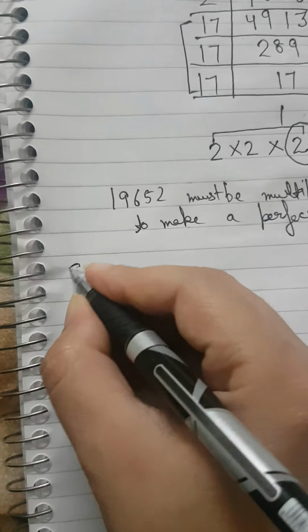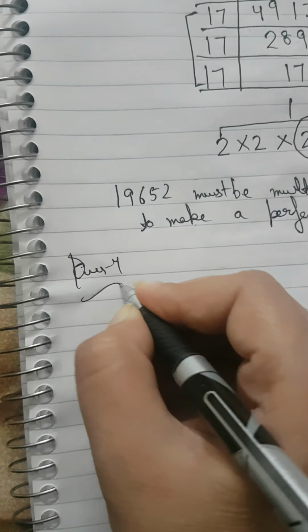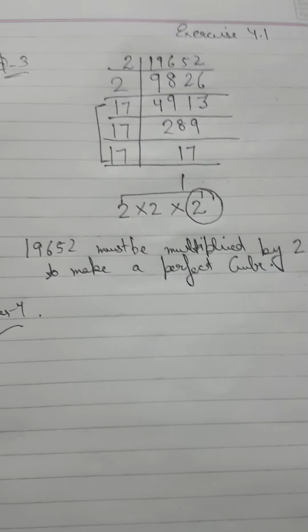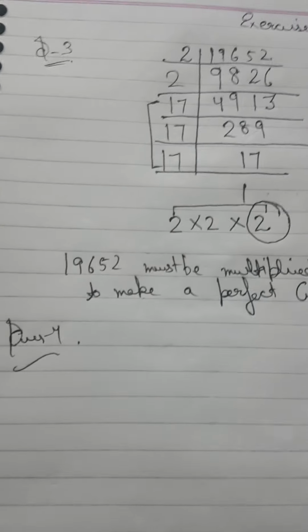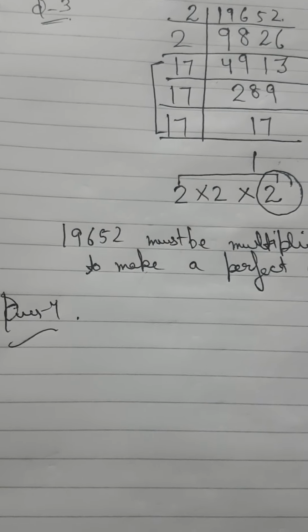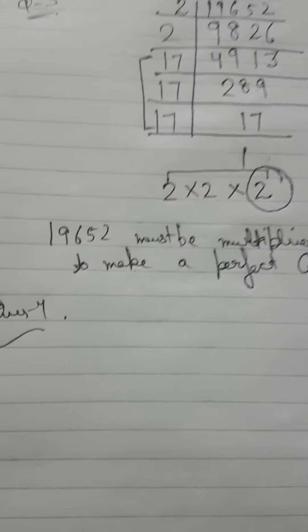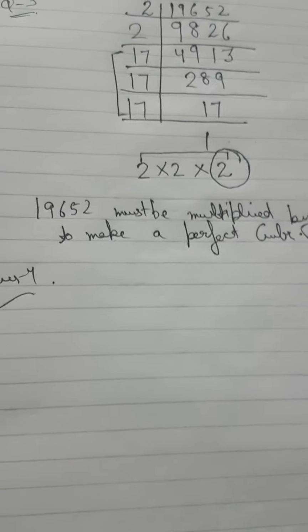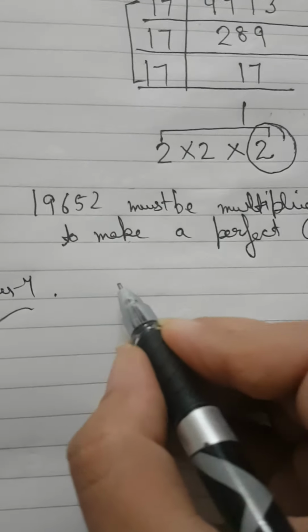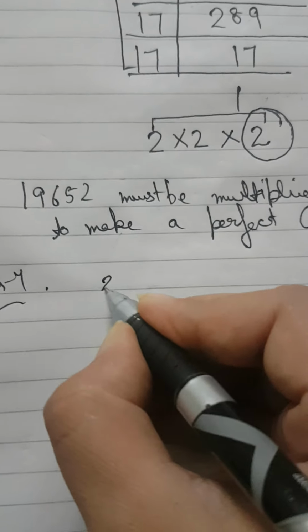Now moving to question number 4. Question number 4 is almost the same. It's just that in question 3 we were saying by which number it should be multiplied. Now in this question they say find the smallest number by which it should be divided, to make a perfect cube. Okay, let's start. I'm starting with the second part.